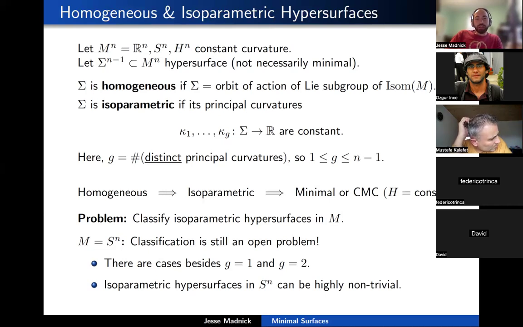The theory of isoparametric hypersurfaces in spheres is extremely rich. If you haven't seen this subject before, you're in for a treat. It's a really sort of wonderful subject, I think.